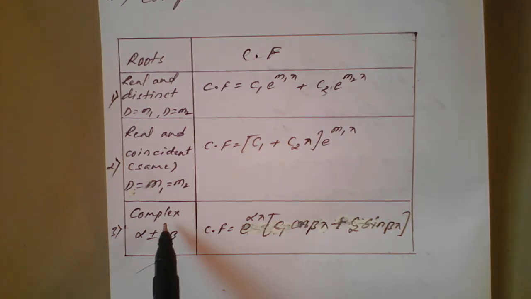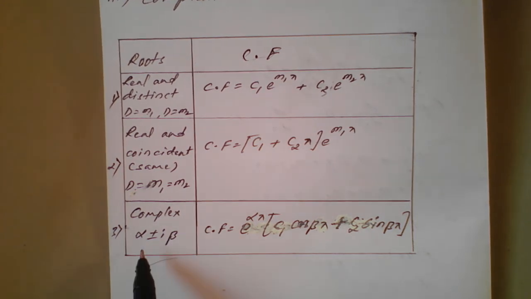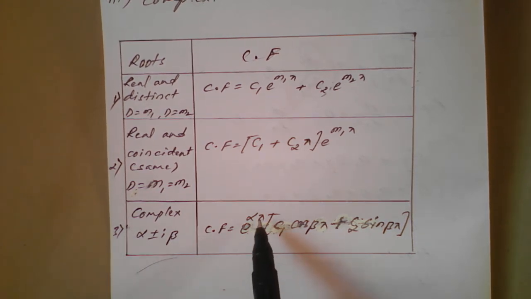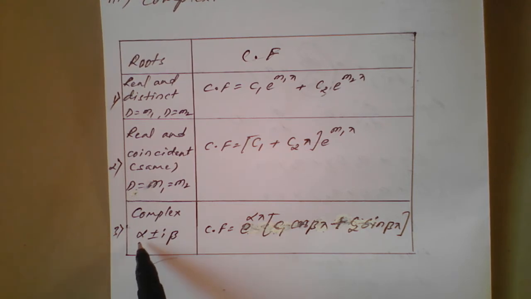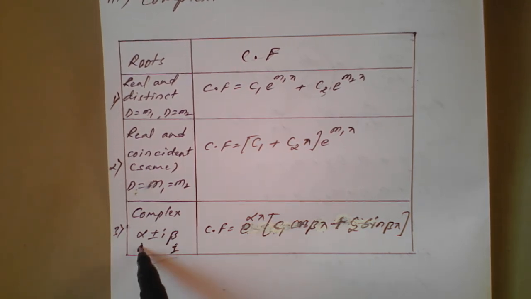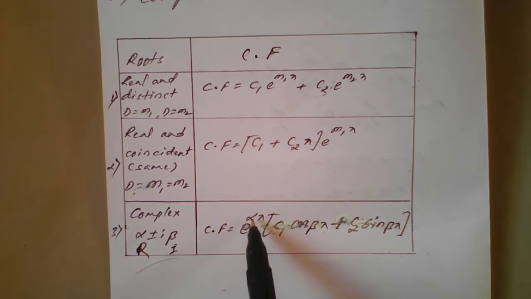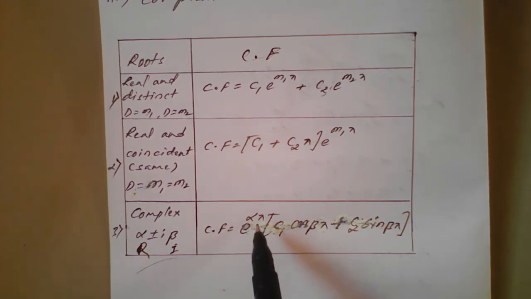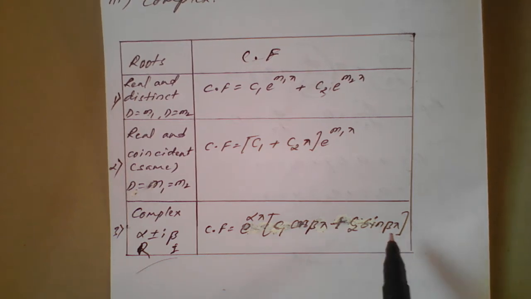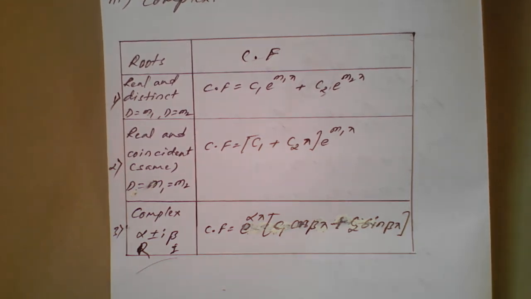Next the roots are complex. I have taken the general form alpha plus or minus i times beta. We write the complementary function as e raised to alpha x, where alpha is the real part and beta is the imaginary part, into c1 cos of beta x plus c2 sin of beta x.